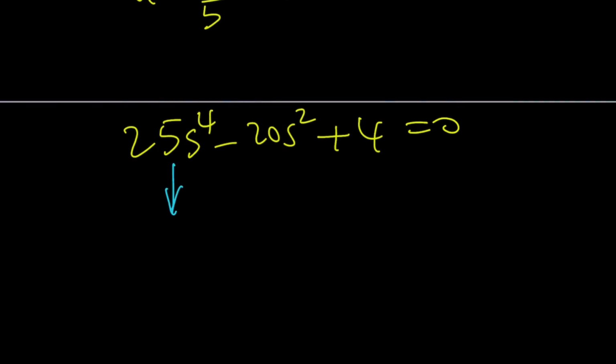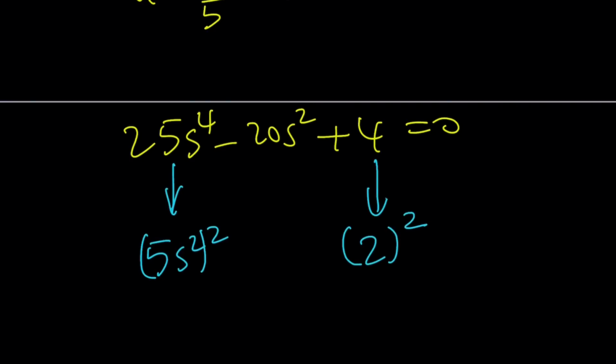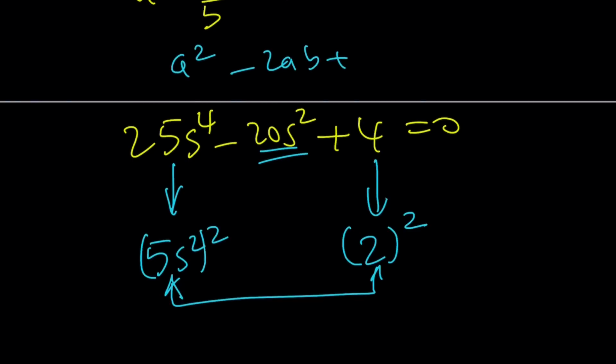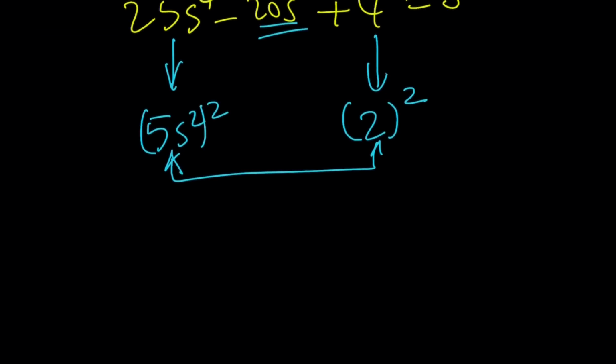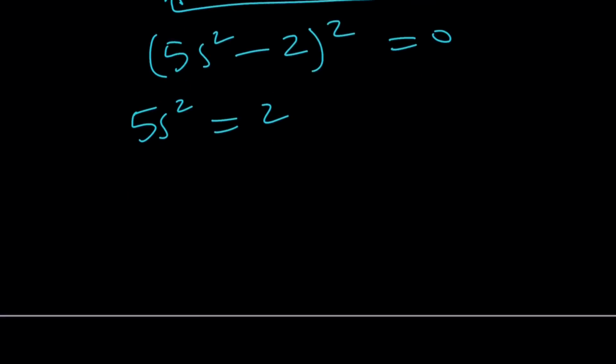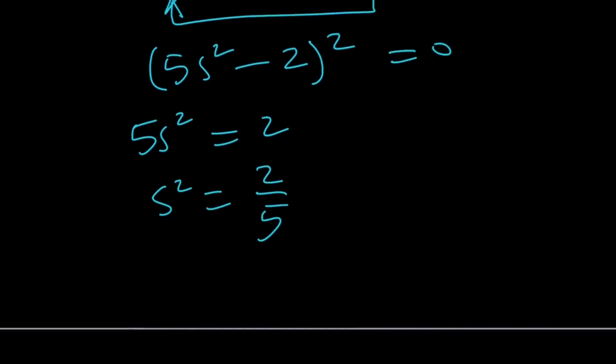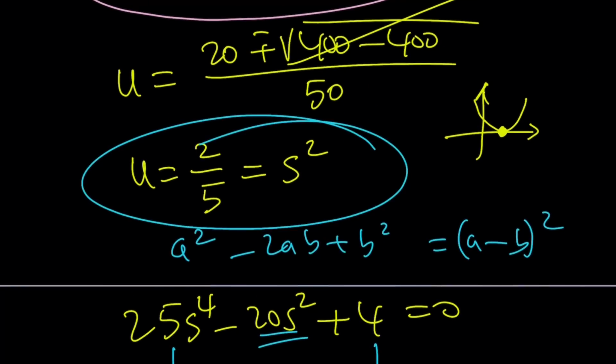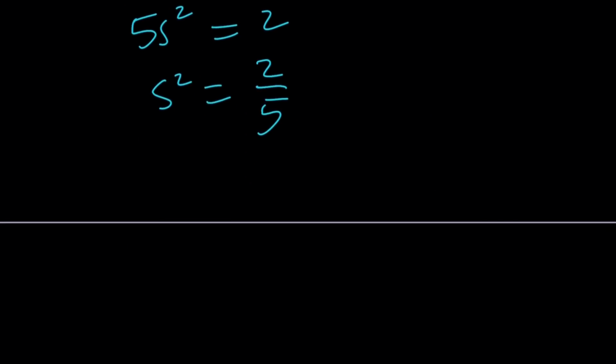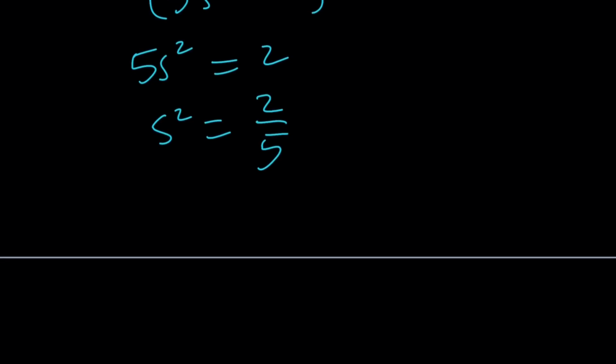Now look, this is 5s squared, squared. This is 2 squared. And their product is 10s squared inside the parentheses, I mean. And if you double that, you get 20s squared. So this fits the pattern a squared minus 2ab plus b squared. And that is a perfect square, and that is perfect. So this expression here is actually (5s squared minus 2) quantity squared. And that equal to 0 means 5s squared equals 2, s squared equals 2 over 5. And that gets us to the same point, right? But it's much better, and also in the long run, it's going to be beneficial to know these patterns.